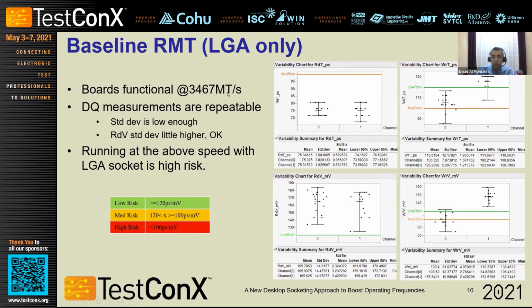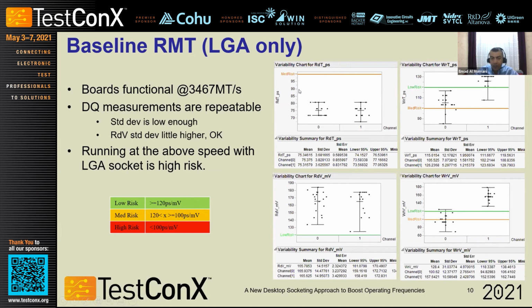The POR speed on this platform was about 2133 megatransfers per second. So almost double the original speed, about 80% higher. So that's the initial results that we got here for the original socket, the LGA socket.